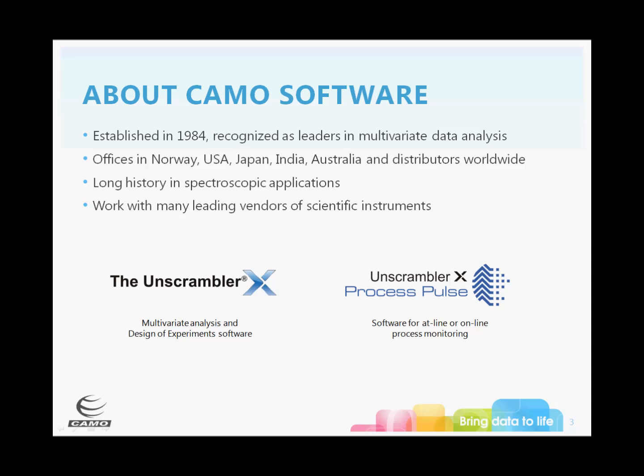Our two main software products are the Unscrambler X and Unscrambler X Process Pulse. The first one, Unscrambler X, is a multivariate analysis and design of experiment software. It has direct import of spectroscopic formats, interactive graphics, and a range of analysis and validation tools. Process Pulse is a software for at-line or online process monitoring. It has flexible configurations, diagnostic plots, and a set of alarms to notify you when a process moves out of specs.